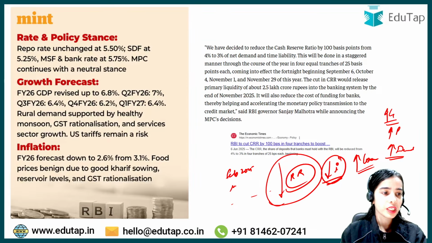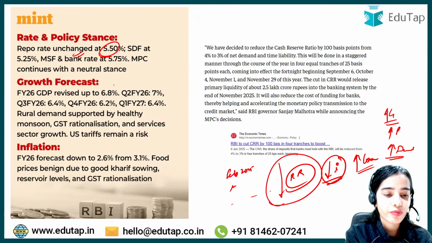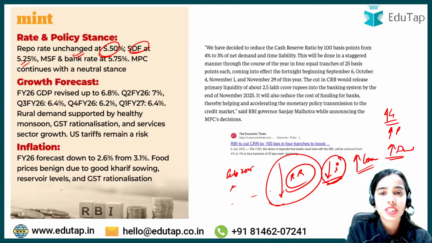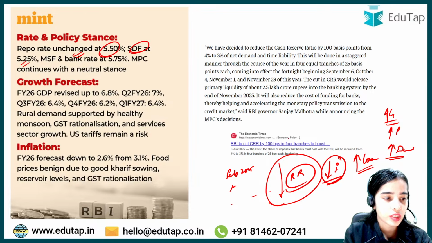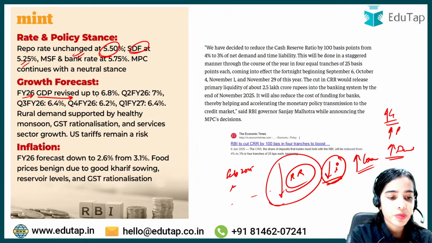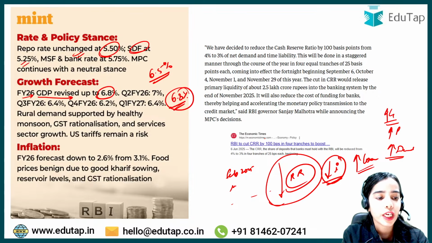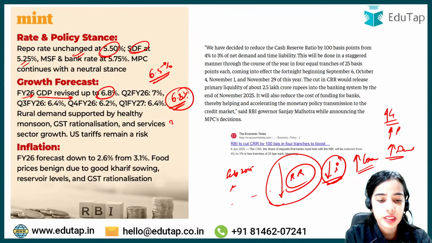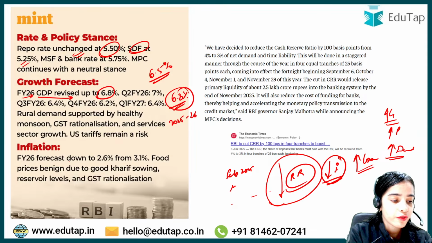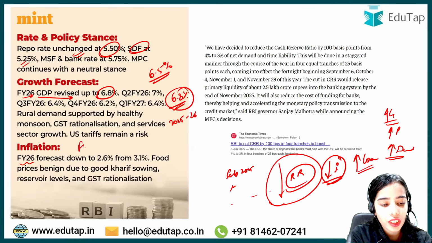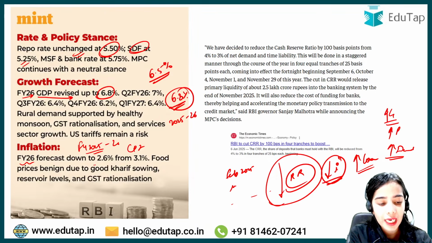Okay. Now, the repo rate is unchanged at 5.5%, SDF at 5.25%, MSF and bank rate at 5.75%. Financial year 2026 GDP growth has been revised to 6.8%. Before, it was said that GDP is going to grow at 6.5%. Now it has been said that GDP will grow at 6.8% in 2025-26. For financial year 2025-26, the forecast for CPI inflation is given at 2.6%, which is lower than 3.1%.